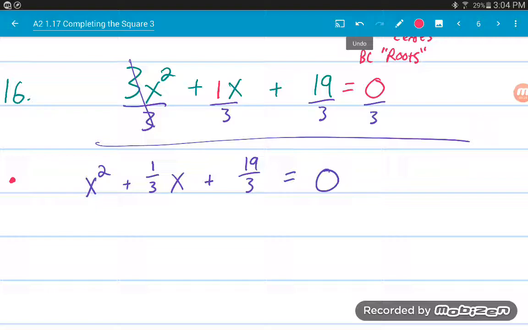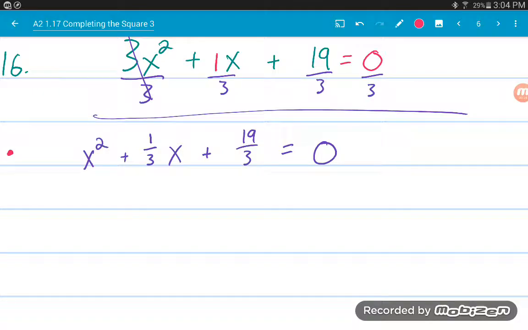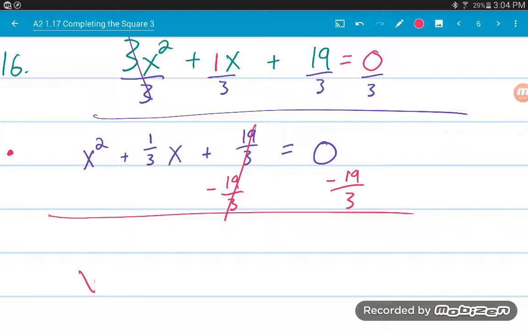Now I'm set up. Okay, we're good. I can follow the steps. Step 1 says move the c term over. So I'm going to use addition or subtraction. In this case, it's positive, so I'm going to use subtraction. So minus 19/3, and I have to do that on both sides. I now get x squared plus 1/3 x is equal to negative 19/3.